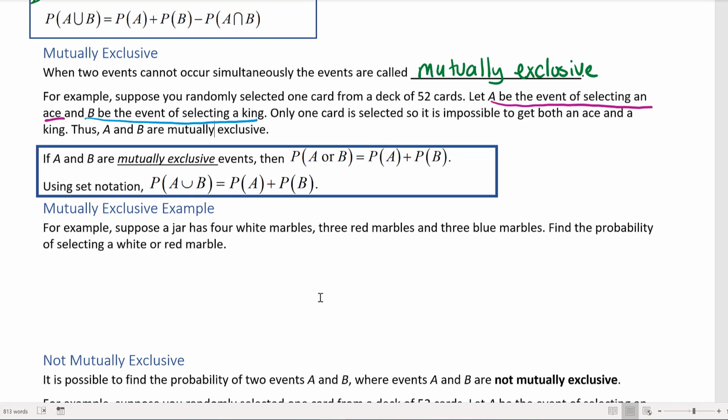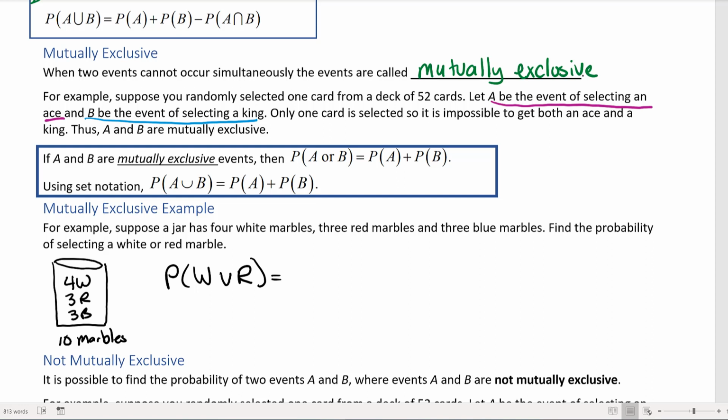So here's an example. Suppose a jar has 4 white marbles, 3 red marbles and 3 blue marbles. Find the probability of selecting a white or red marble. So in my jar, we have 4 white, 3 red, and 3 blue for a total of 10 marbles. If I'm trying to find the probability of white or red, I need to first determine if these events are mutually exclusive or not. Well, can my marble be both white and red at the same time? No, so definitely they are mutually exclusive.